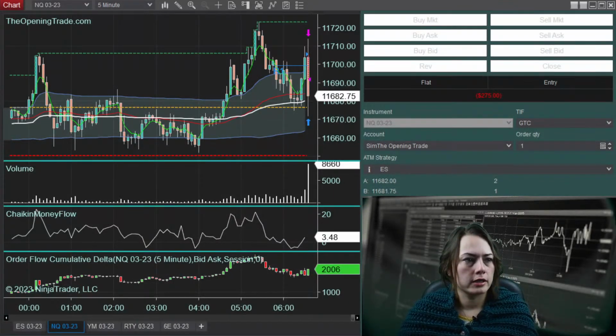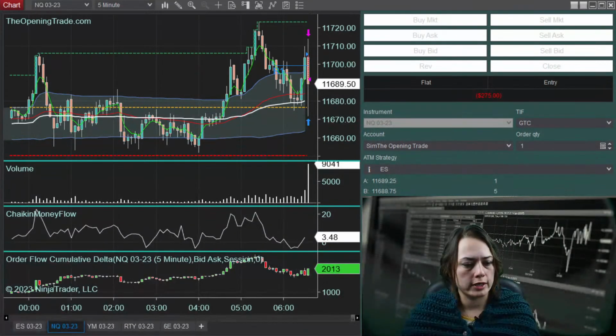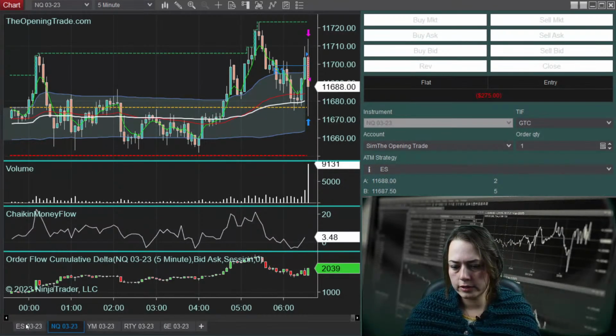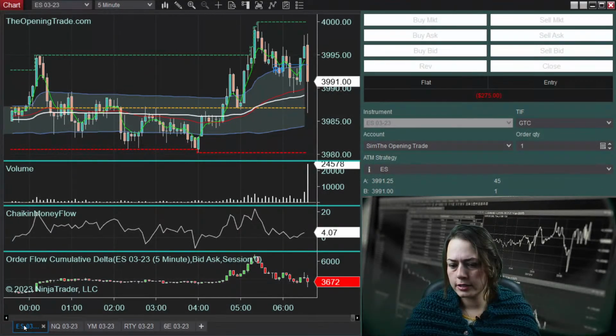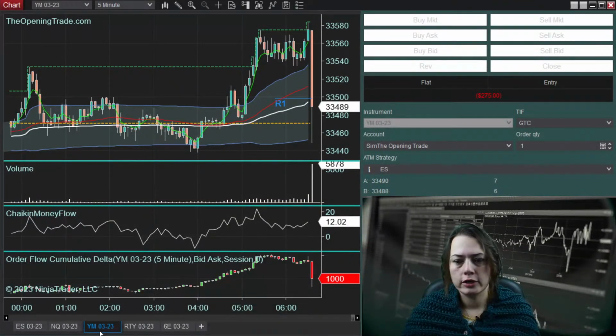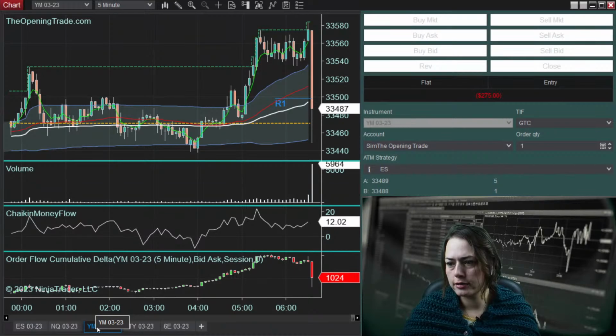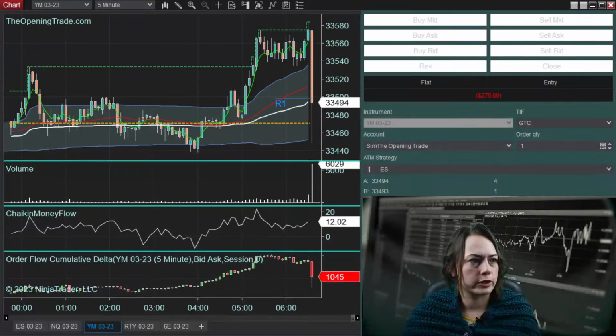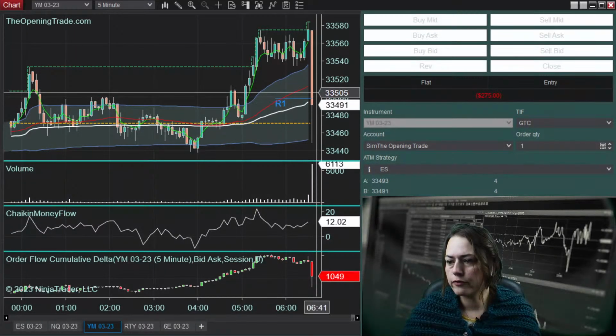Okay, so let's take a look at the news and see what's happening in the other markets. The YM, which is the Dow Jones Futures, is seeing a giant rundown. You see it's already hit the R1, which is the first resistance.